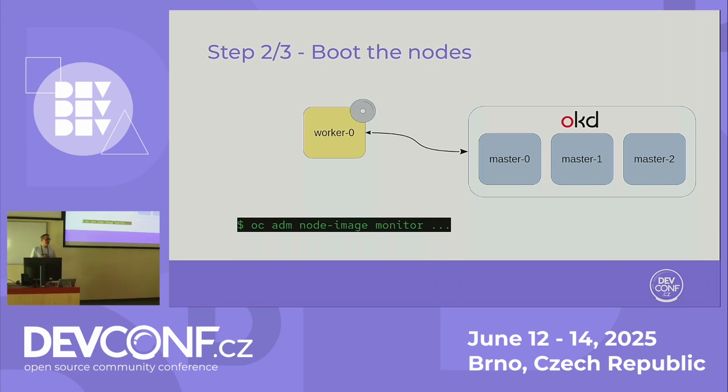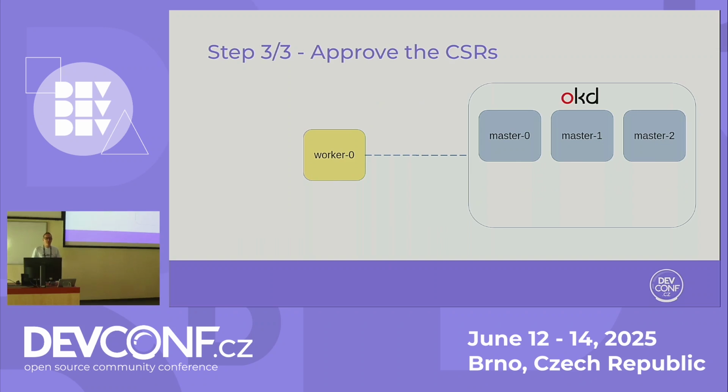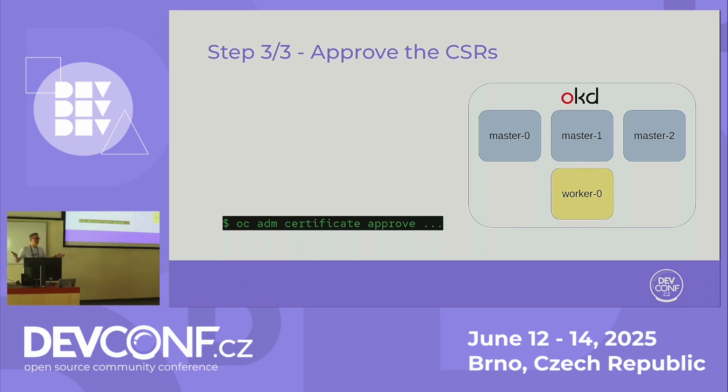And again, if the joining process goes well, we can look at the final step, the CSR approval. At this point, we are at the end of the joining phase, and a couple of CSRs are created in the cluster, and then the user can use the certificate approve command to finally approve these resources and let the worker node join successfully the cluster.